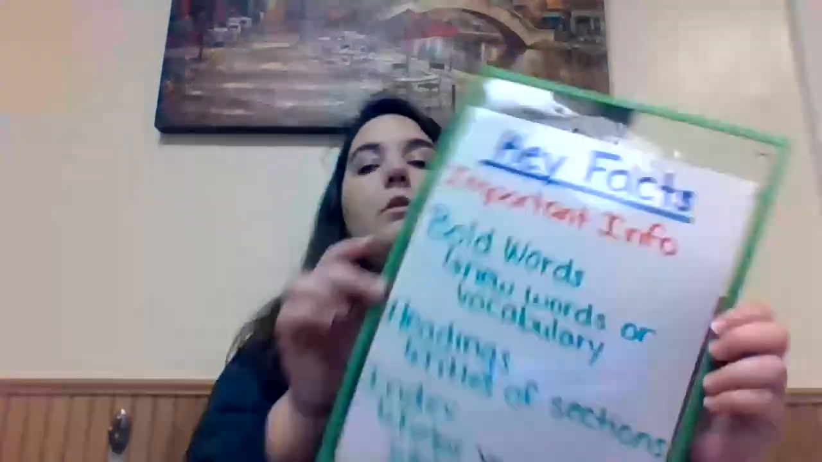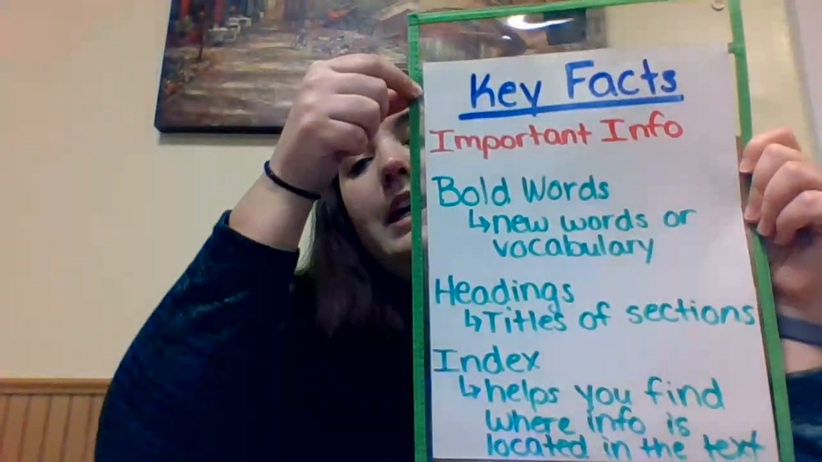This week, our mentor text is about Martin Luther King Jr., and we are reading a biography. A biography is a book written by another person about somebody else. So, we're going to be reading this informational text and learning about Martin Luther King Jr. this week. And while we're learning, we're going to be thinking about key facts.